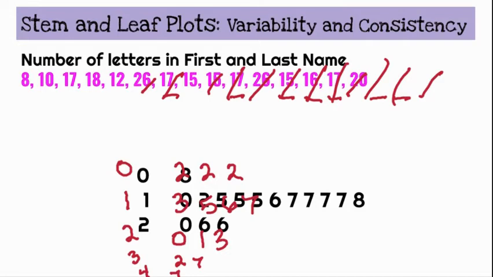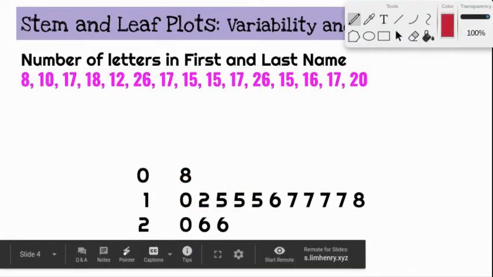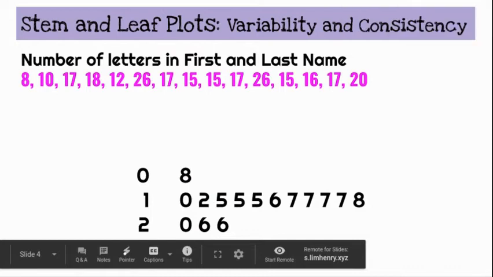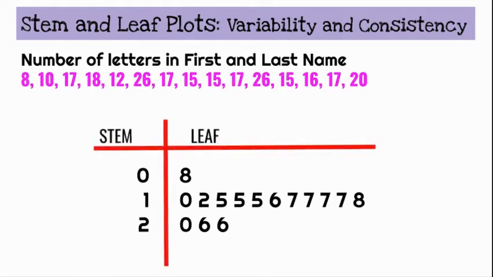Okay, let's look at another data set. Let's say this time I looked at the number of letters in my first and last name of various students, and I created this list of data. Again, right now it doesn't make a whole lot of sense, but I would put it in order in my stem and leaf plot. Okay, I've already done that for you.